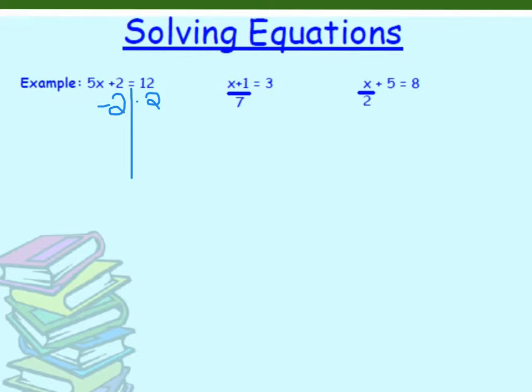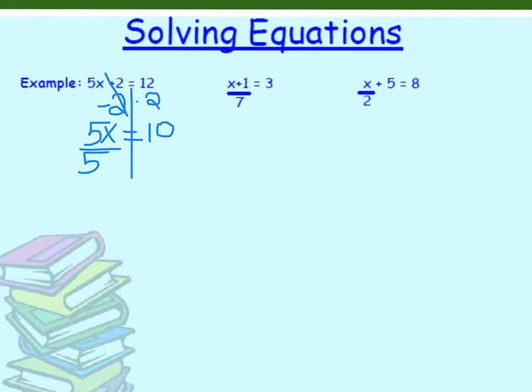So +2 and -2 cancel. That was the whole point of that operation. I'm still left with 5x equals 12 minus 2, which is 10. And then ask yourself, is x by itself? Taking a look at it, no, it's still married to the 5. And how are they married? They're married by multiplication, so we're going to break it up by division.